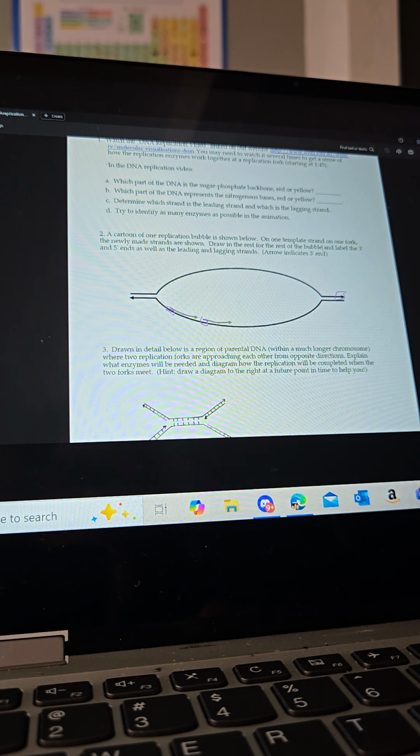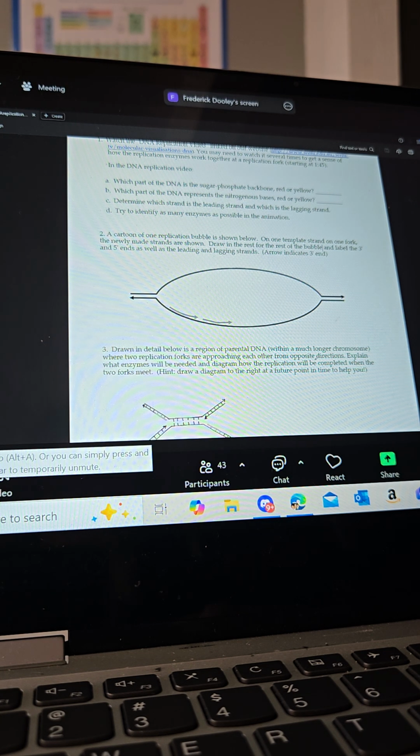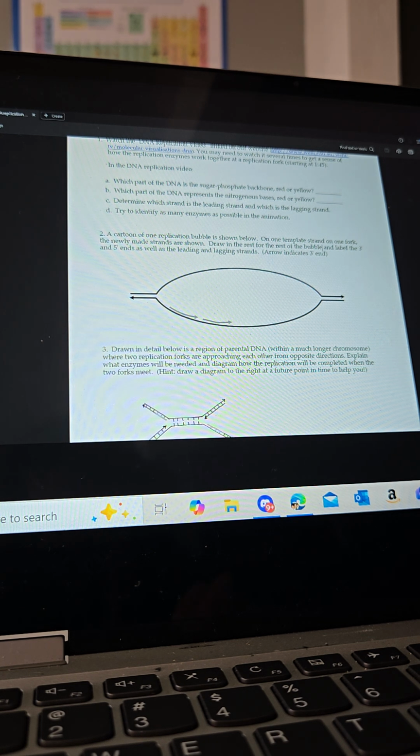All right, so let's go through and finish up this worksheet together, because hopefully we're at about this point. So we've done this replication bubble a lot. So the arrows represent 3 prime, so that's 3 prime. That's 3, that's 5. So that's our point of initiation.